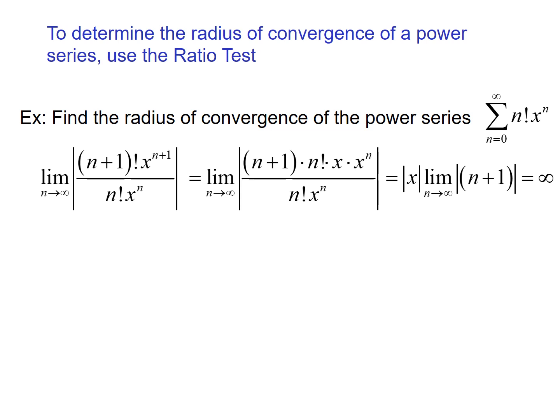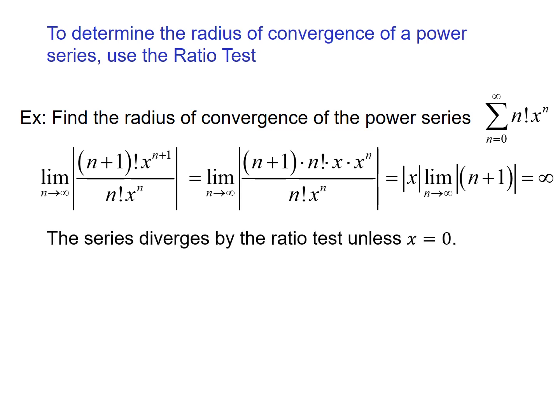So no matter what x is, some number times infinity is going to be infinity. Well, this is greater than 1, which the ratio test tells us diverges. So the only point where this series converges is when x equals 0, right there at the point where it's centered. So the radius of convergence here is 0 because it converges only at a single point.